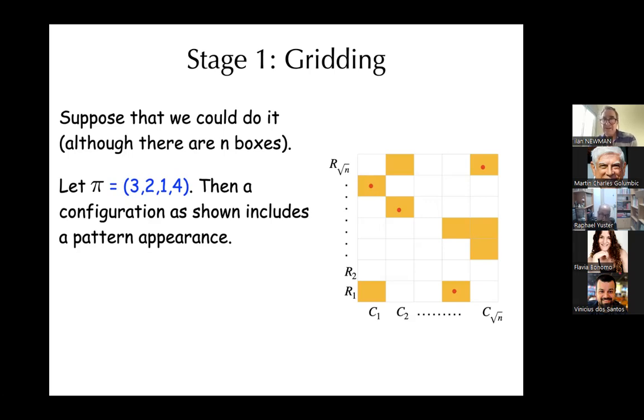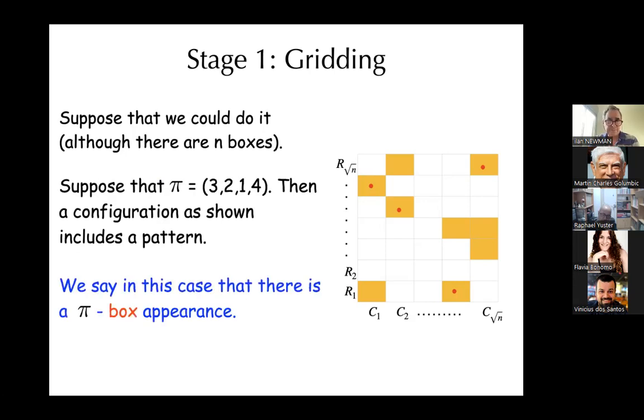Okay. So conceptually, that would be a very easy case. I would look at these boxes, and if I see a set of 4 boxes forming 3214, as I showed here, then immediately I could reject. I could say the function is not pi free. And we say in this case that there is not only a pi appearance, but there is a pi box appearance, because the boxes themselves already have 3214 appearances.